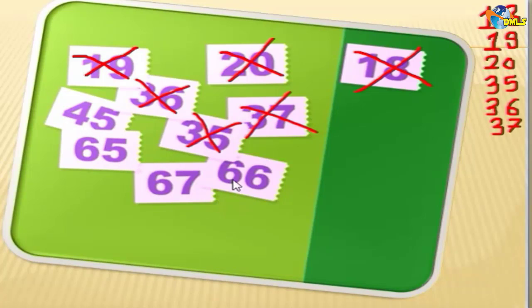We have 45, 65, 67, and 66. What do you think? We look at the tens place. We have 4 tens and 6 tens. I think 4 tens is the smallest. So we will cross out 45 and we will write it. Okay. The rest of the numbers, look at the tens place. Okay, we have 6 tens, 6 tens, 6 tens. Okay, so we look at the ones place. So we have 5 ones, 7 ones, and 6 ones.